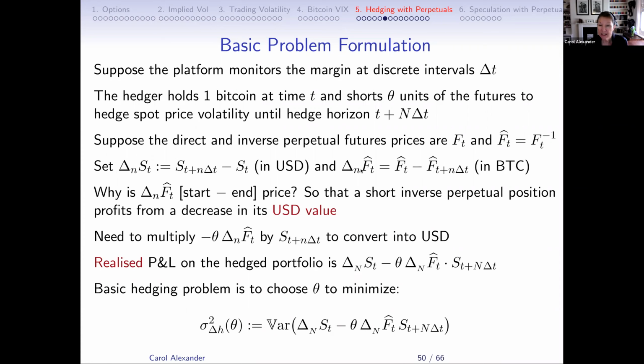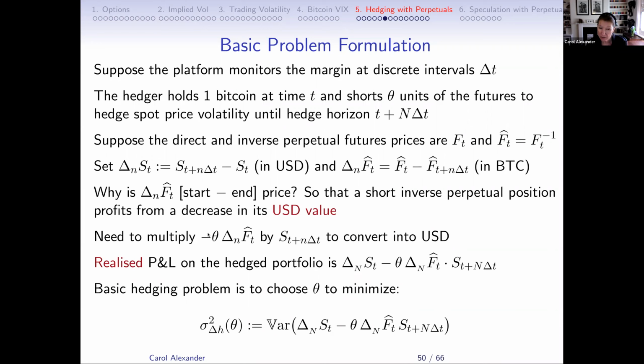This is measured in USD. And similarly, we take this the other way around because it's measured in Bitcoin. And this is the start price minus some end price, because then, only then, will a short position profit from a decrease in the USD value. So we have to take this the other way around. It doesn't really matter to do this unless you're looking at hedging, but it really matters to get it the right way around when you're looking at hedging. Plus we have to multiply it by the Bitcoin USD value to convert it into USD. So that's why you can see this term at the bottom here.